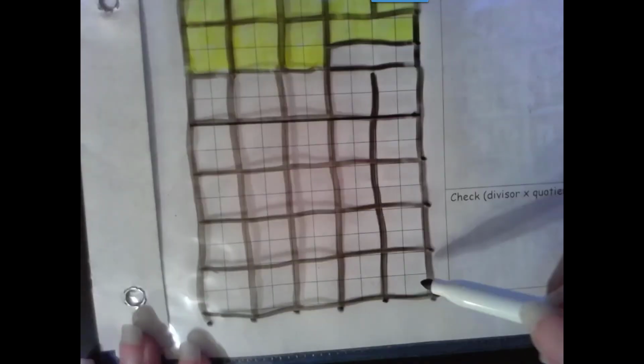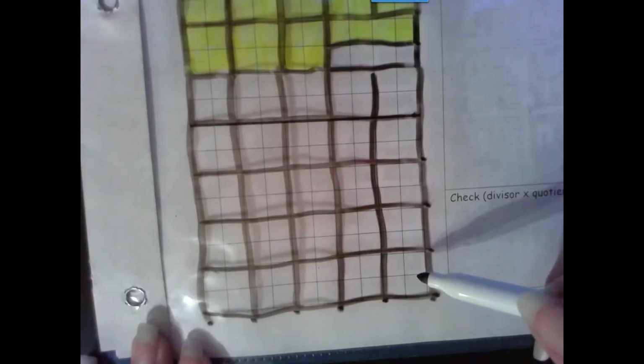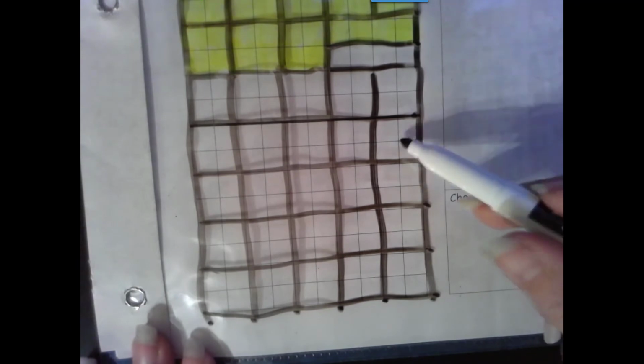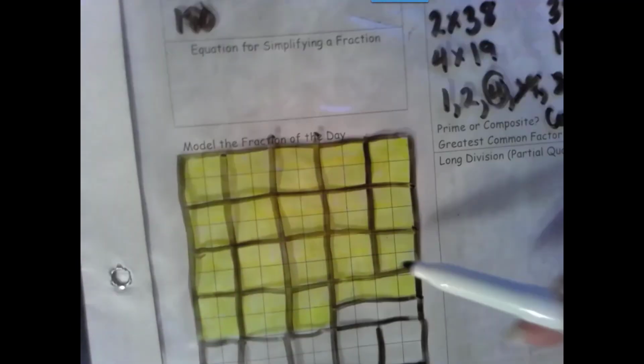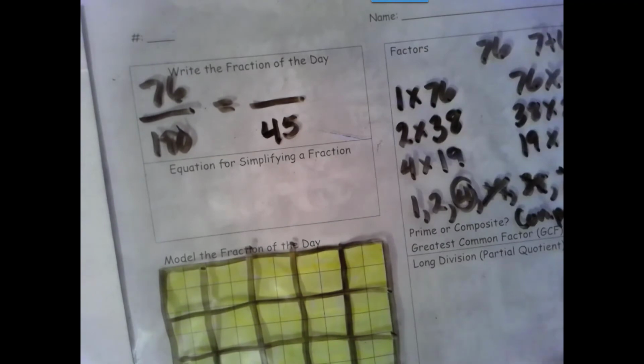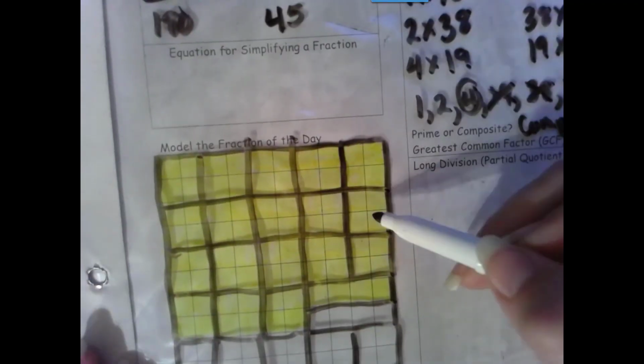Okay, let's count up our total groups of 4. The way I did mine, I have 5 in each row, so I'm going to count by 5s. 5, 10, 15, 20, 25, 26, 27, 28, 29, 30, 35, 40, 45. 45 total groups. And I have 5, 10, 15, 16, 17, 18, 19 shaded in.